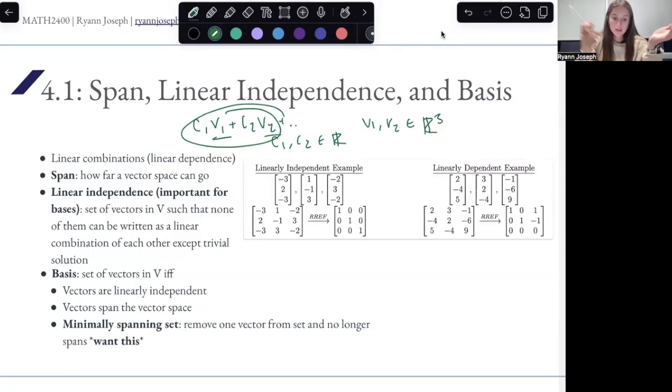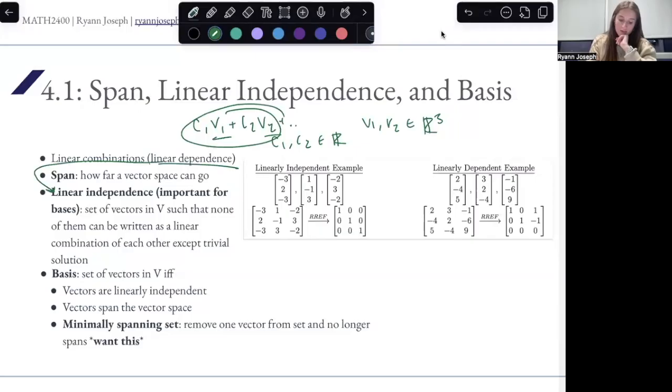Linear independence, so this is linear dependence versus linear independence, is when we have vectors or polynomials or something like that, and again, broadly, you can't combine them to get each other. There's no way for us to do C1 V1 plus C2 V2 and so on to get them to be each other. They just exist in different facets of the space. They can't be made from each other. So linear independence is when a set of vectors is such that none of them can be written as a linear combination of each other, except again for the trivial solution.